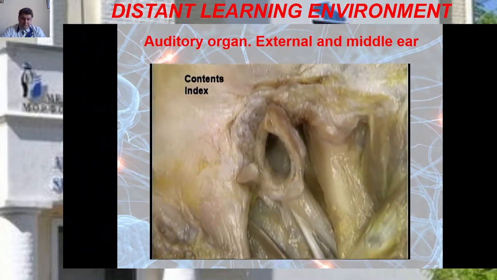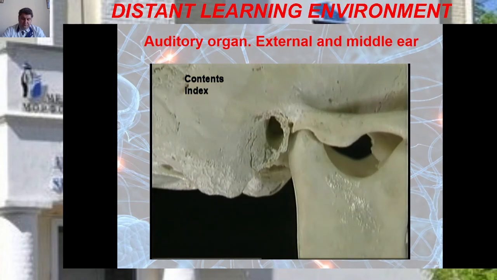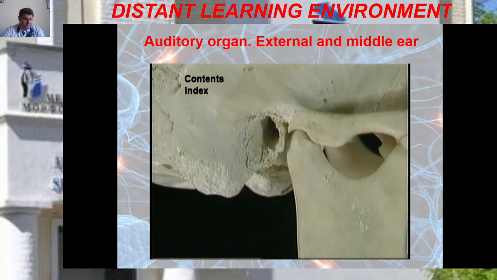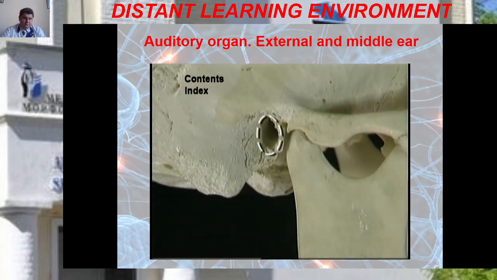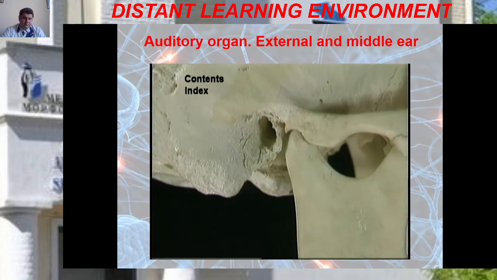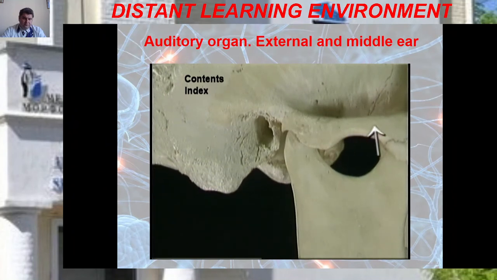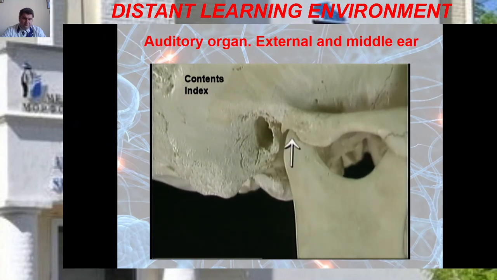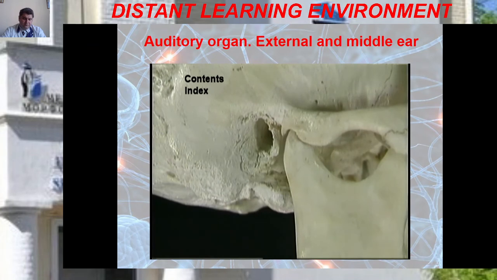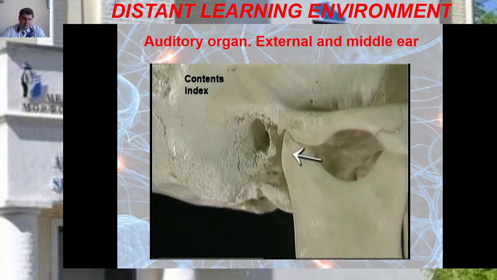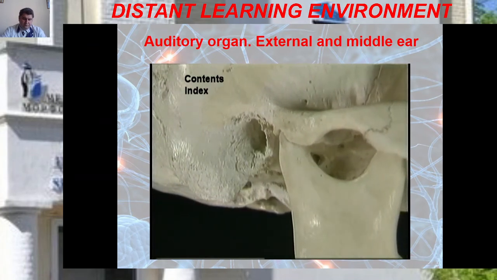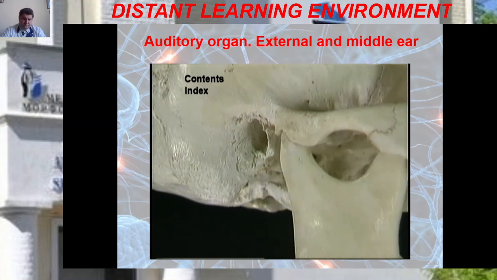To see where we are, we'll take a look at the same area in a dry skull. Here's the bony opening of the external auditory meatus. The cartilage of the external meatus is attached to bone here. Here's the beginning of the zygomatic arch. Here, just below it, is the temporomandibular joint. The condyle and neck of the mandible lie just in front of the external auditory meatus.